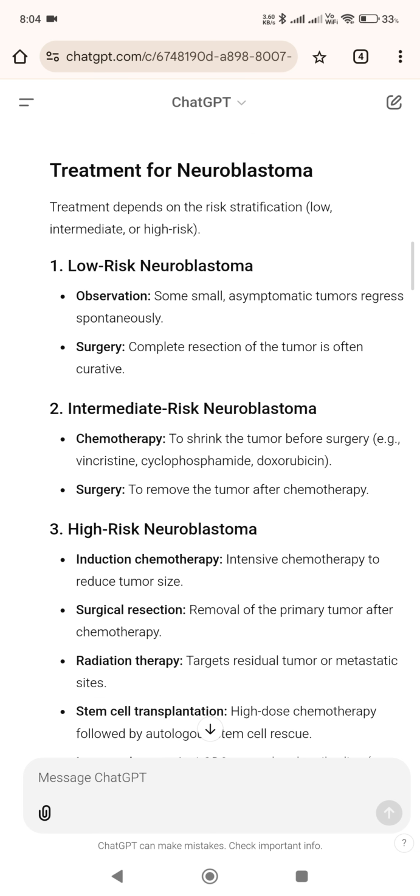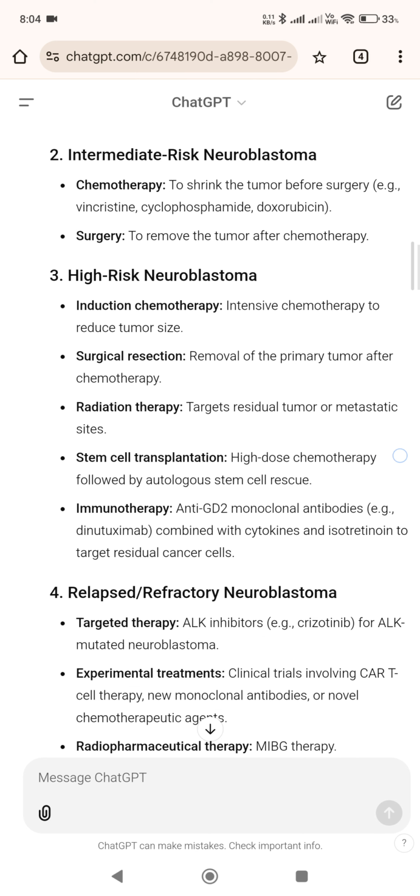Treatment for neuroblastoma. Treatment depends on the risk stratification: low, intermediate, or high risk. 1. Low-risk neuroblastoma. Observation: some small, asymptomatic tumors regress spontaneously. Surgery: complete resection of the tumor is often curative. 2. Intermediate-risk neuroblastoma. Chemotherapy to shrink the tumor before surgery, e.g. vincristine, cyclophosphamide, doxorubicin. Surgery to remove the tumor after chemotherapy.